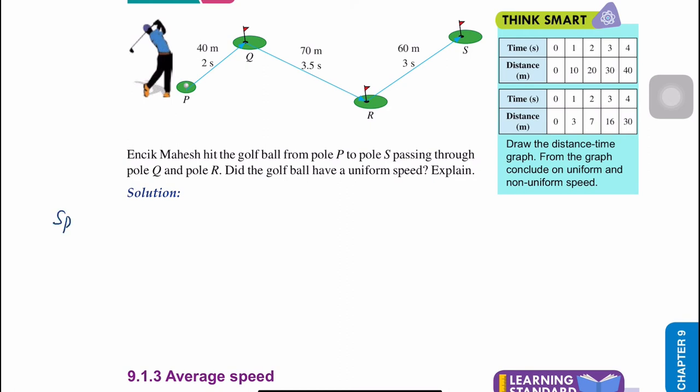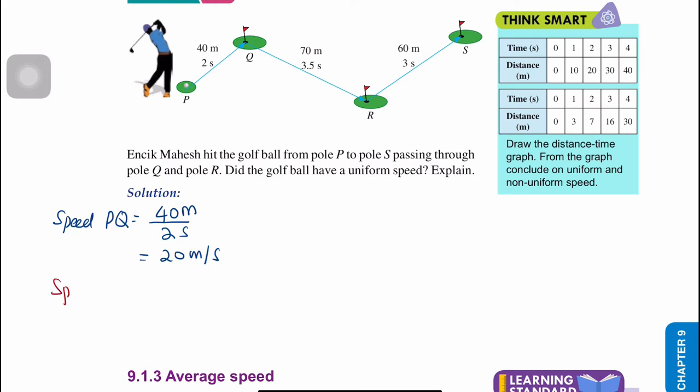Then we can conclude. Now let's calculate the speed for PQ first. From PQ, the distance is 40 meters divided by 2 seconds. So 40 divided by 2 is 20. So the speed is 20 m/s.